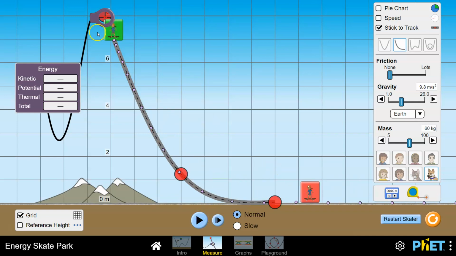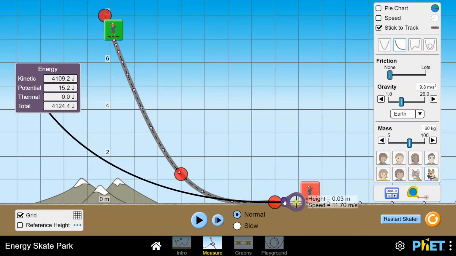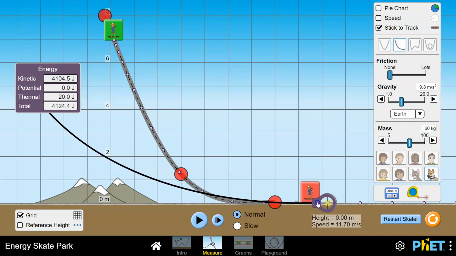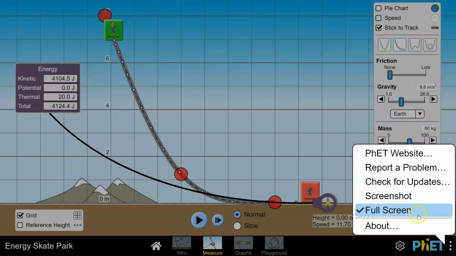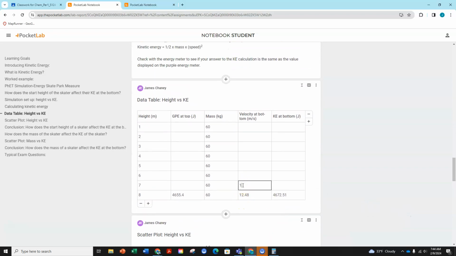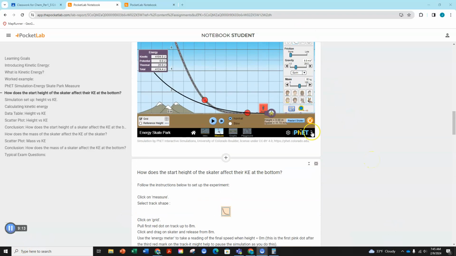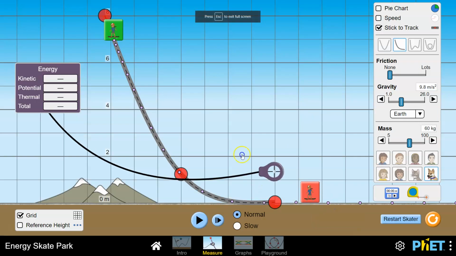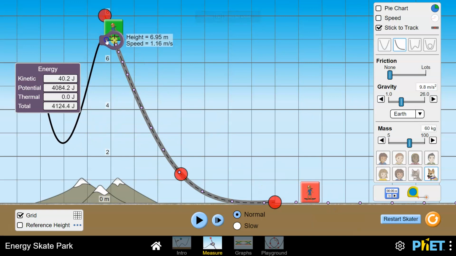So I have my pink dots, and I'm going to measure where it says 0 height. See how that says 0.03? That's still a slight height, so I'm going to go to the next one. So my speed for this one is 11.70. So we'll go back, and we'll fill that in, and we'll calculate again. Our next measurement, we got to go get that GPE, so we'll go do that as well. So our next measurement is going to be at the top dot right there, and our GPE potential energy is 4084.2, so we're going to put that in the chart.